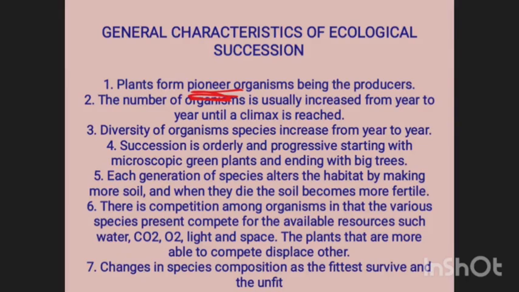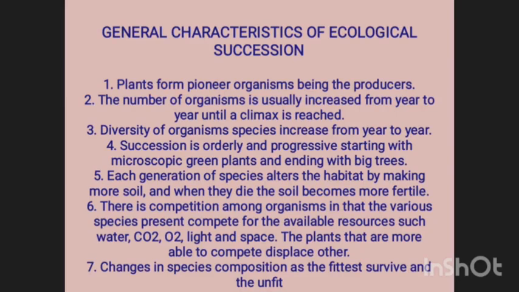Number two is that the number of organisms is usually increased from year to year until a climax is reached. So the number of organisms, whether the plant organism or the animal organism, on that particular land that is abandoned, begins to increase year by year until a point is reached whereby there will be no increase, there will be no decrease. At that point, you say climax is reached. It is already stable.